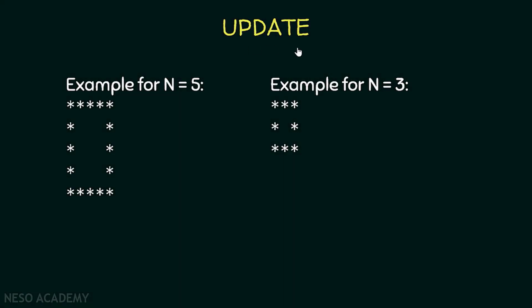Now let's update the program. I want you to print something like this. So pause the video and try to do this. So as you see, the first line and the last line are all stars. And in between, we are printing a star at the beginning, a star at the end, and between them we have spaces. So let's go to IntelliJ.